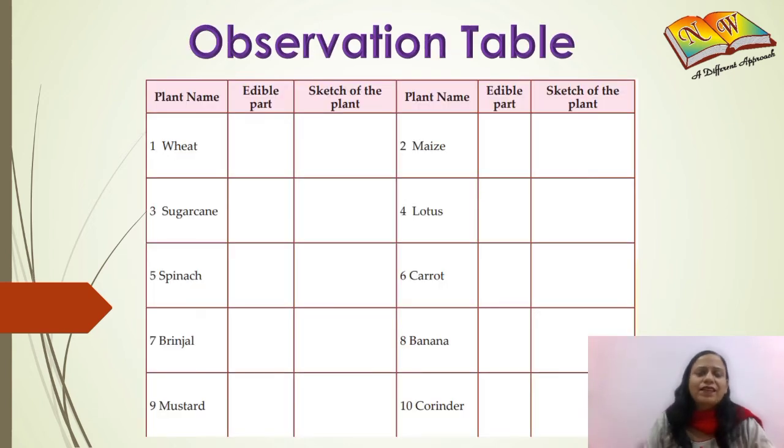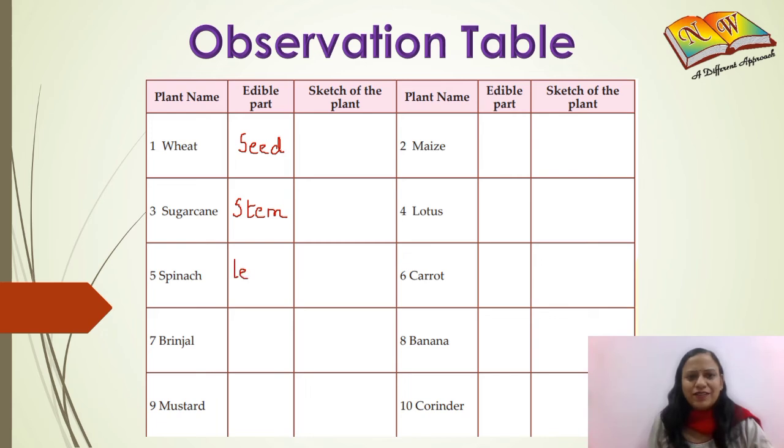Now let us fill in this observation table based on what we have discussed till now. In case of wheat, the edible part is the seed. We can also call it a grain. You can draw the sketch of the plant. I have already shown you what it looks like. In case of sugarcane, the stem is the edible part of the plant, and yes, again you can draw the sketch for yourself. So I'm not going to draw any sketches here. That is your assignment for this video.